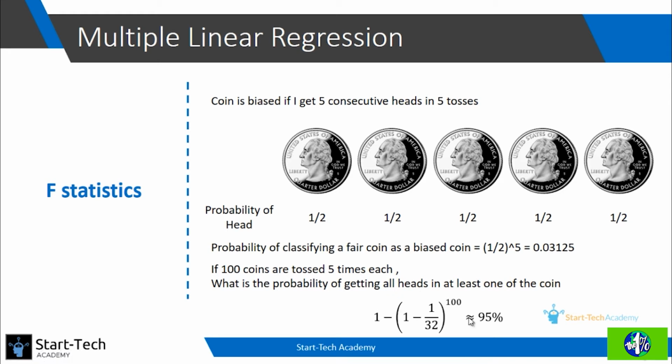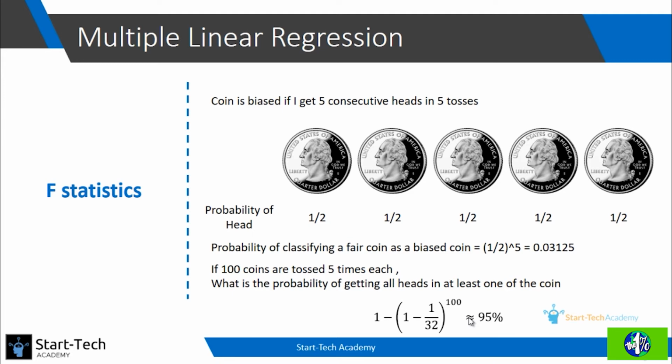You do not need to know how this came out, but the result is important. The point I'm trying to make is, although the probability of calling a fair coin a bad coin was only 3%, if you are doing this experiment 100 times, it is almost certain that you will wrongly classify at least one of the coins. By almost certain, I mean there is more than 95% probability.